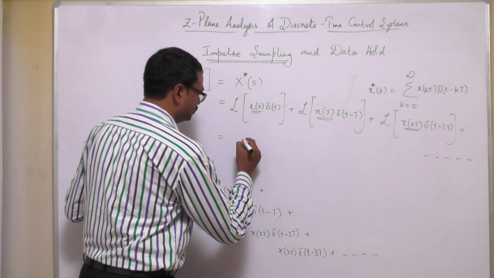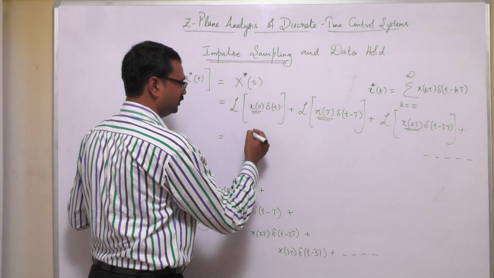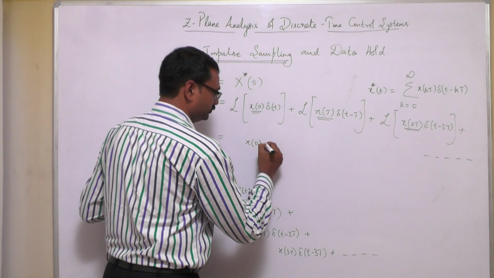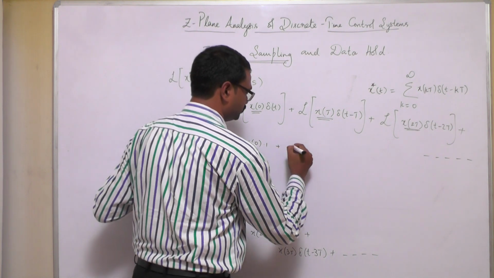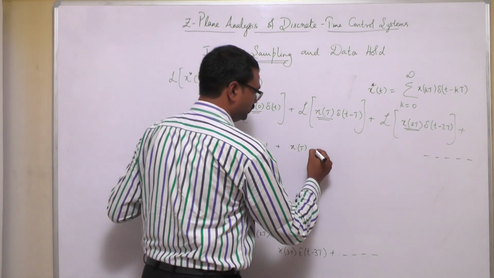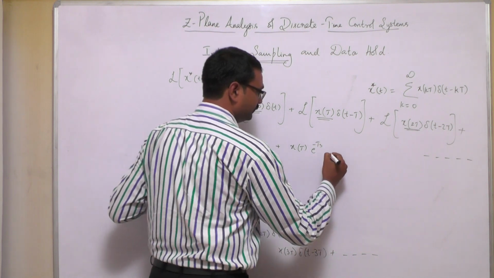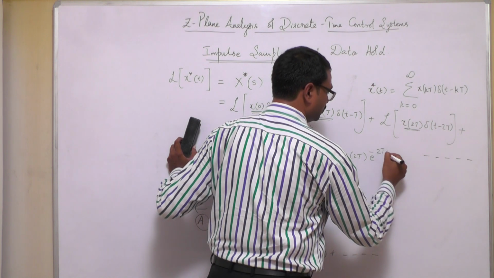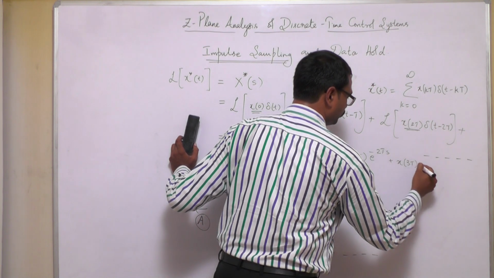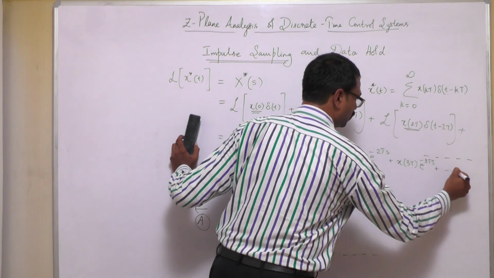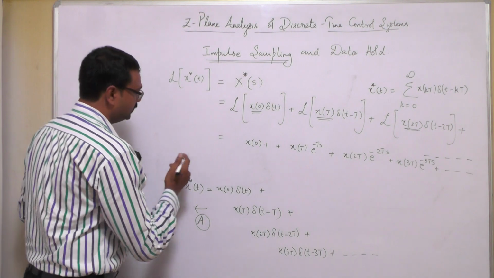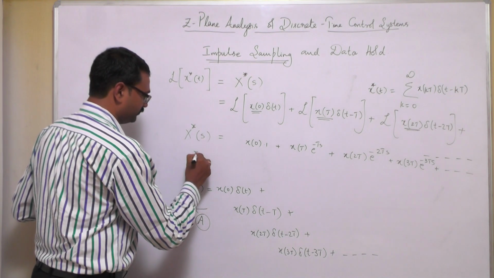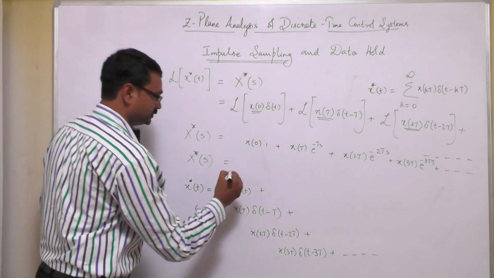When you have the Laplace transform of x of 0 del of t, you have x of 0 into 1, plus the Laplace transform of the next term, x of t e power minus ts, plus x of 2t e power minus 2ts, plus x of 3t e power minus 3ts, and so on. Now this is x star of s. This same x star of s, you have it like this.